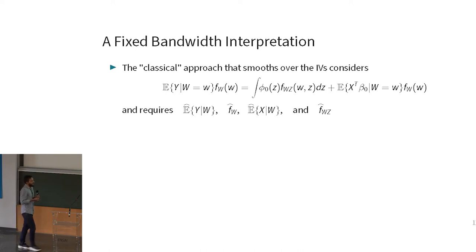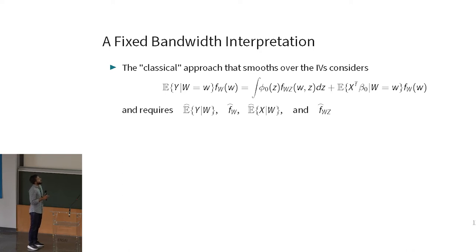Well, what we actually find here is that those methods are going to be consistent even if one doesn't send to zero the bandwidth over the instruments. And this is a byproduct of our proof. In particular, let's consider the classical approach that smooths over the instruments. So one has this type of integral equation, as we saw before.